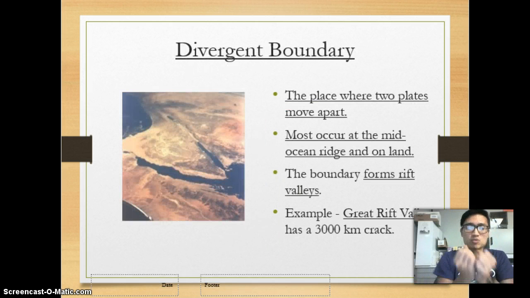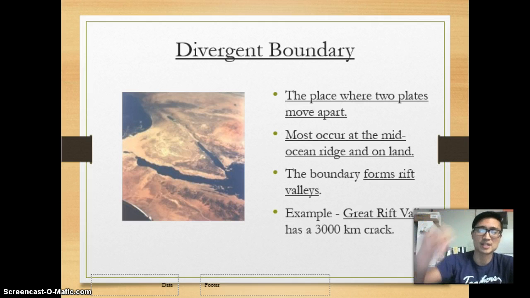Divergent boundary, remember that's when they're going in opposite directions. These 2 plates are moving apart. They usually occur at the mid-ocean ridge or on land. And these boundaries can form rift valleys or deep-sea trenches, okay? So the example that we saw in a video was the Great Rift Valley, which has a 3,000 kilometer crack right down the middle of it. This is also considered to be the cradle of humanity.